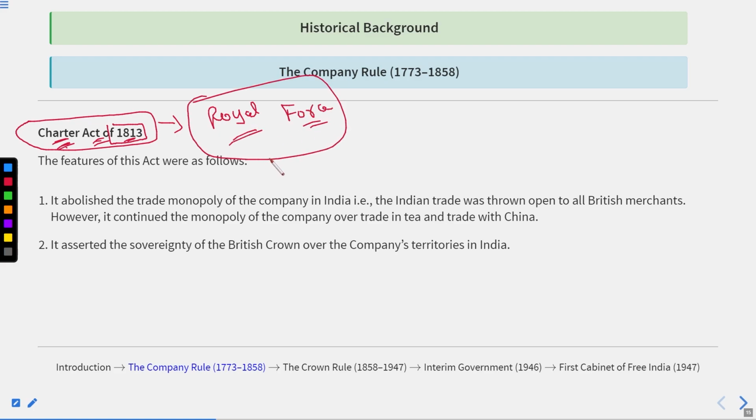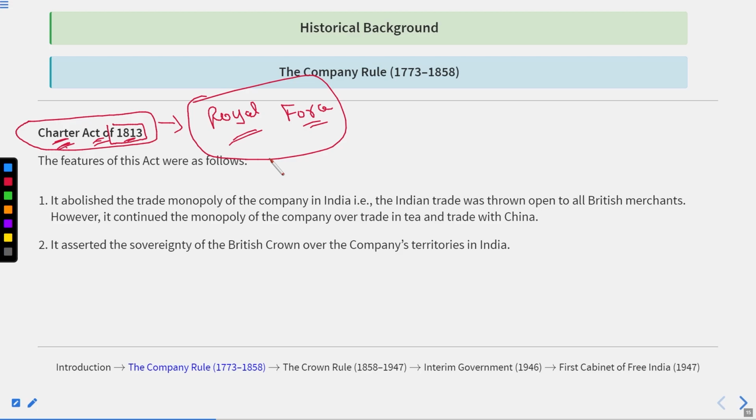All right. The features of this act were as follows. First, it abolished the trade monopoly of the company in India. Therefore, Indian trade was thrown open to all British merchants. However, it continued the monopoly of the company over trade in tea and trade with China.